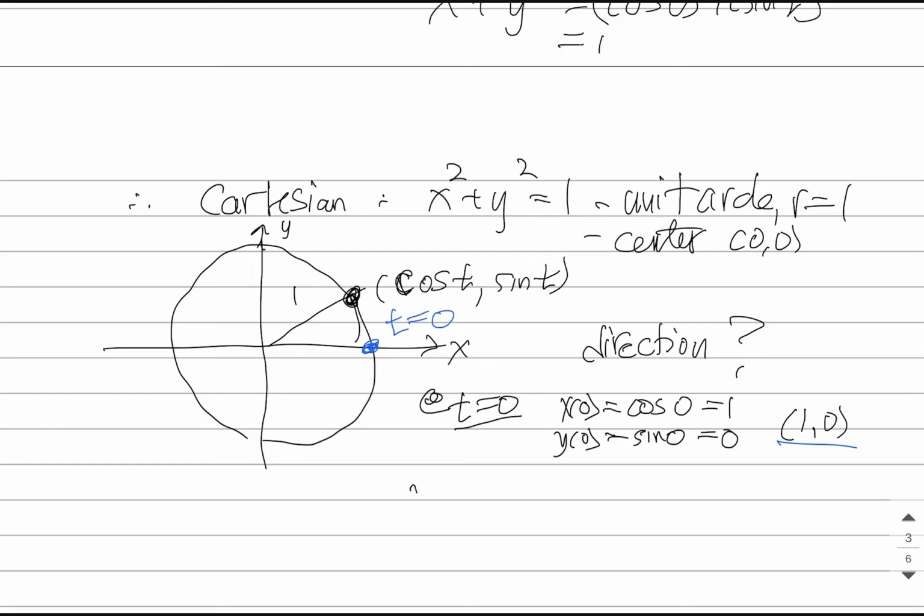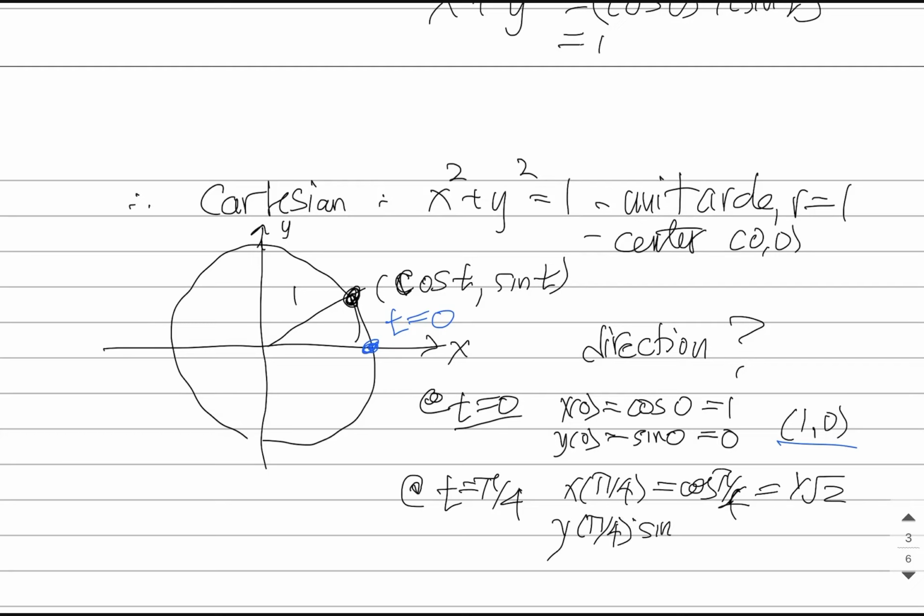Now I can pick another convenient point. Let's say t is pi over 4. So x of pi over 4 is going to give me cos pi over 4, which is 1 over root 2, and y is going to give me exactly the same thing. Sine of pi over 4, which is 1 over root 2. So I know that I should be at the point right about here. 1 over root 2 and 1 over root 2. And this is at time pi over 4.